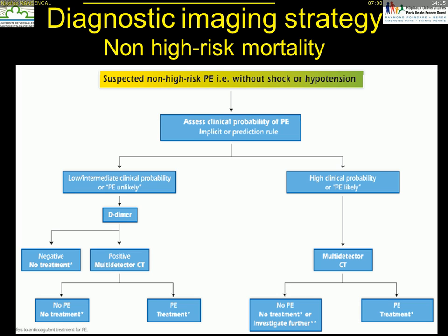What about the patients presenting with a non-high-risk PE? No shock, no hypotension. We have to think about the clinical probability of PE. If you have a high clinical probability, perform the CT scan. If it's a low or intermediate probability, perform the D-dimers. Positive, CT scan. Negative, this is not a pulmonary embolism. There is no place for echo in this diagnostic strategy.